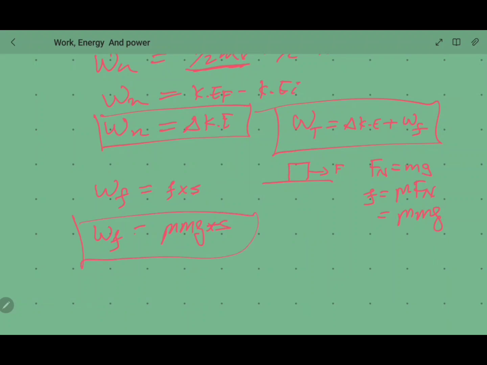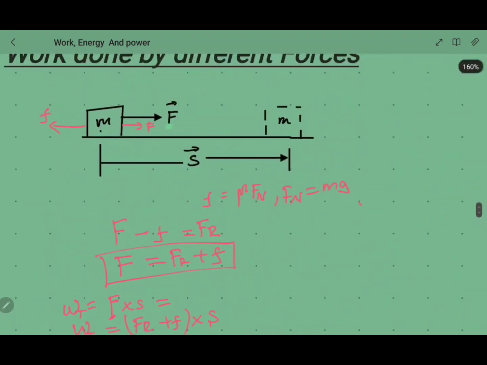So this is the work done against friction. So the total work done, the total energy transferred to this mass by the help of this force, is the mechanical work done. The total work done is equal to the change in kinetic energy plus the work done against friction.